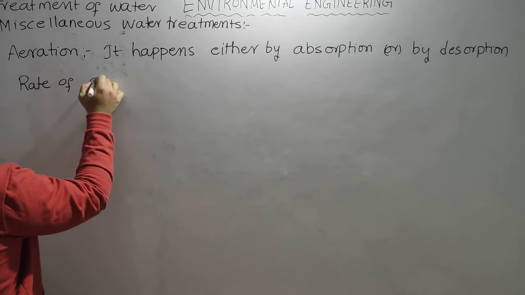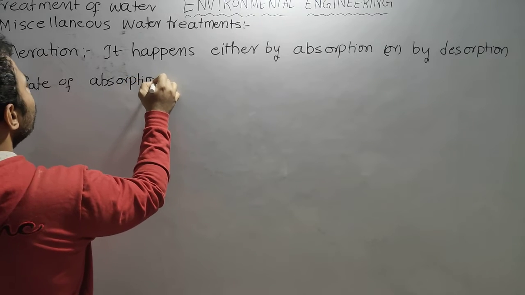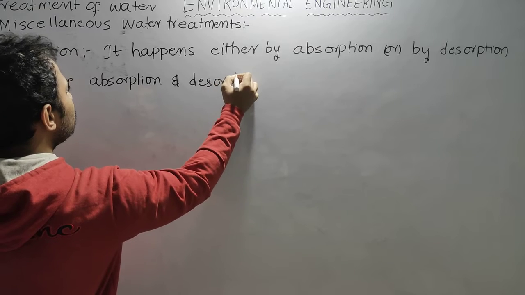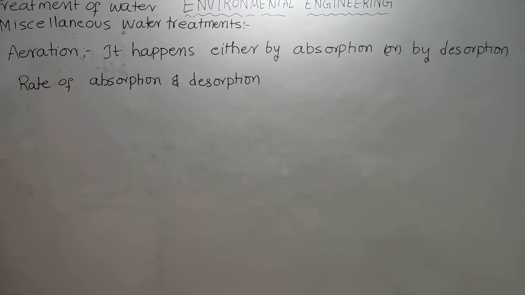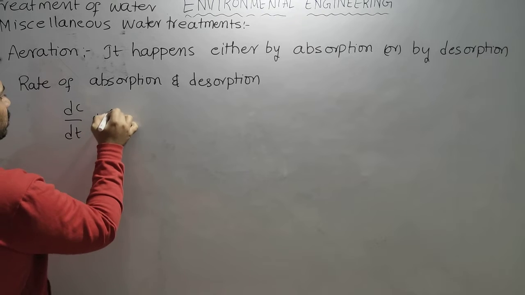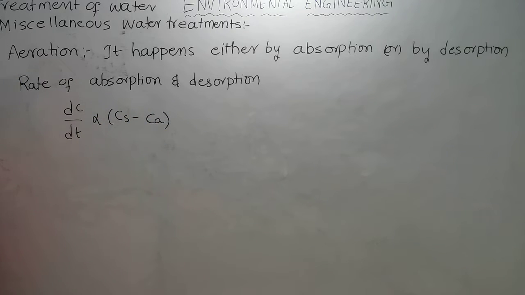Rate of absorption and desorption is taken as dC by dt, which is proportional to Cs minus Ca or Ca minus Cs, whichever is greater.